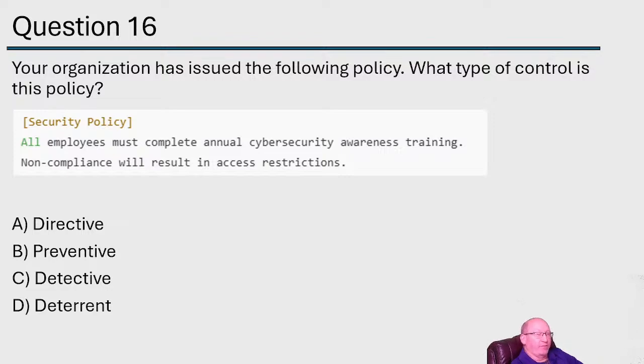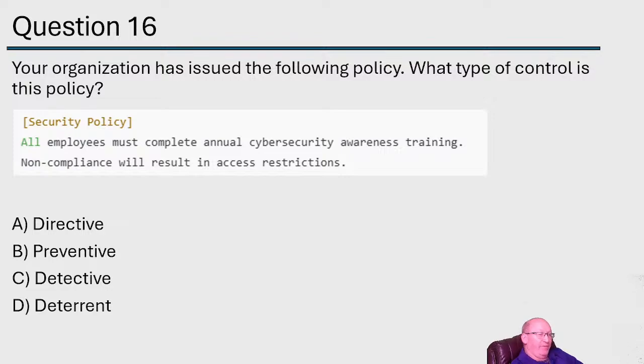And then we have directive control. With directive control, we direct employees to do something, we direct them to handle something. Obviously, a directive control. Let's get rid of deterrent control. I feel like preventive makes more sense. So directive and preventive are going to be our top 2 on this one. A and B. I'll give you about 5 seconds on this one to answer.